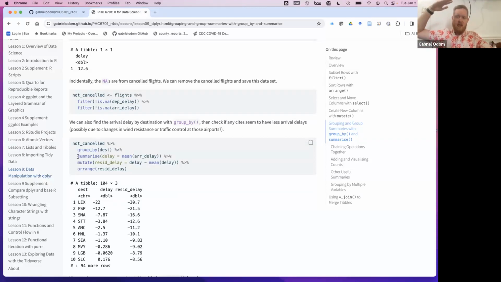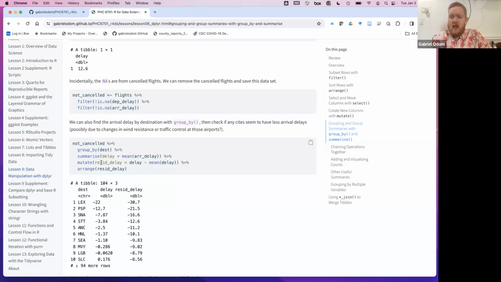So there's 337,000 rows, but we don't know how many groups there are. Apparently, there are 104 destinations. So there's going to be 104 different groups of these 337,000 rows. And then we average within those groups, and we say, give me the average arrival delay. Again, I didn't have to include na.rm equals true because we've already removed all the missing values here.